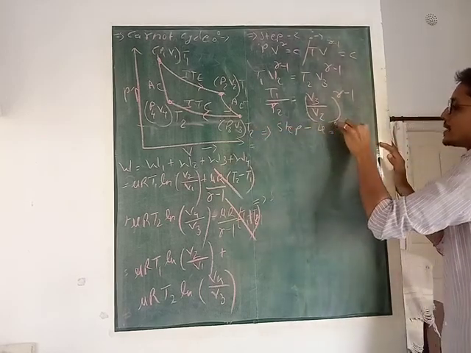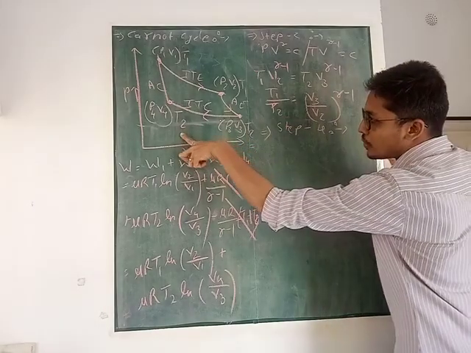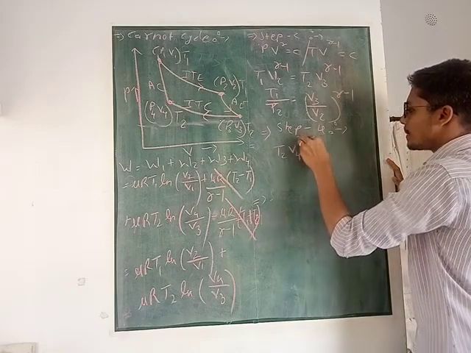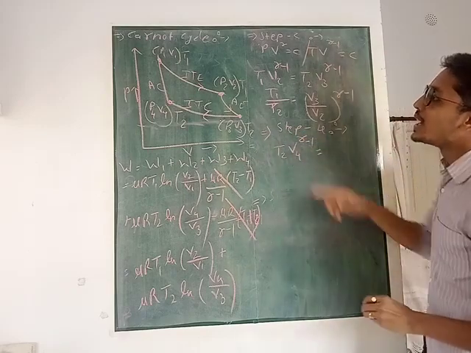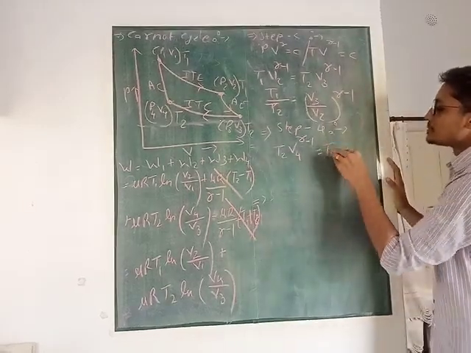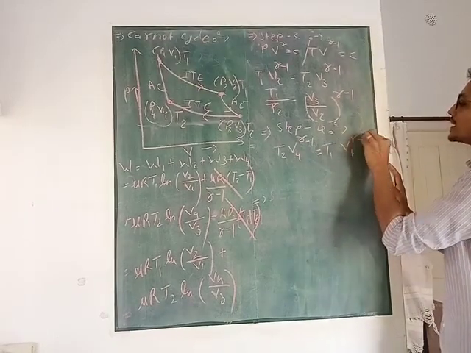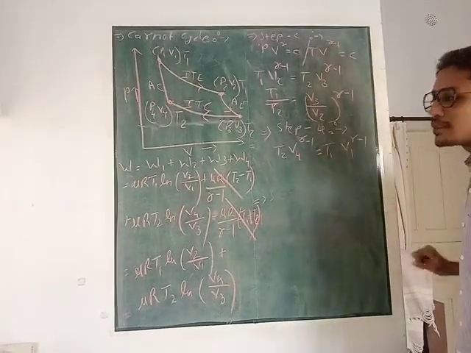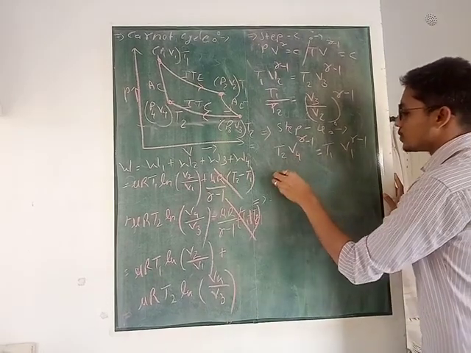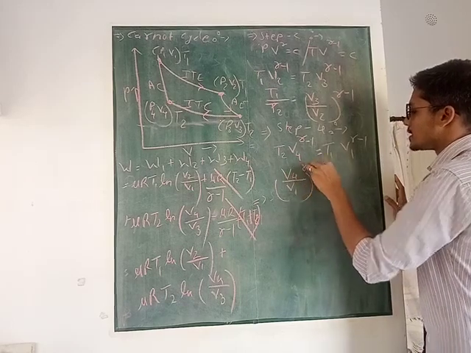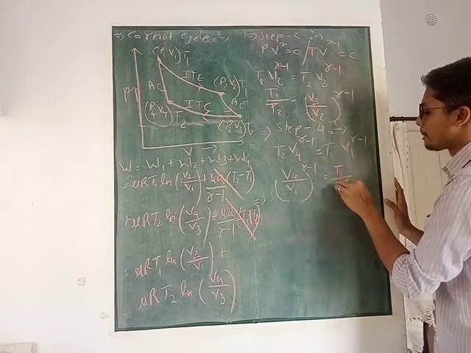Next step, step 4. Again the same situation for step 4: T2 V4 raised to gamma minus 1 equals, here it is, T1 V1 raised to gamma minus 1. Again you can take out the ratio of T2 and T1. So V4 by V1 raised to gamma minus 1 equals T1 by T2.